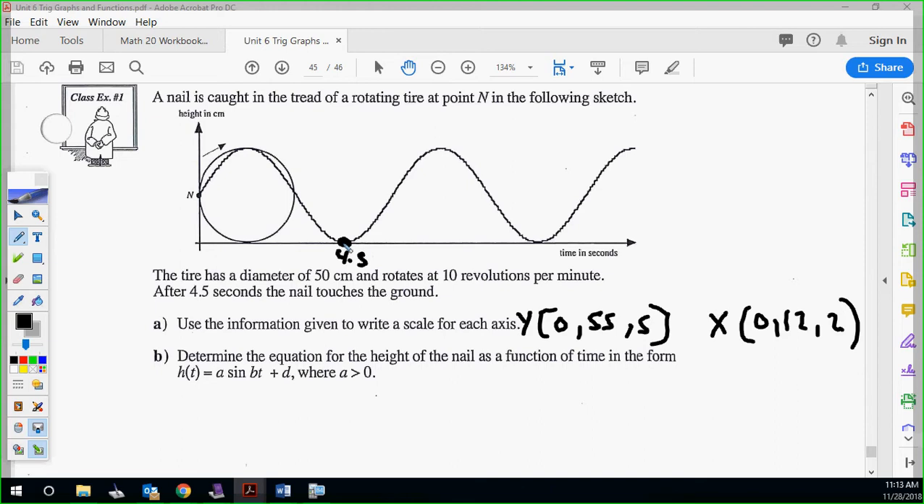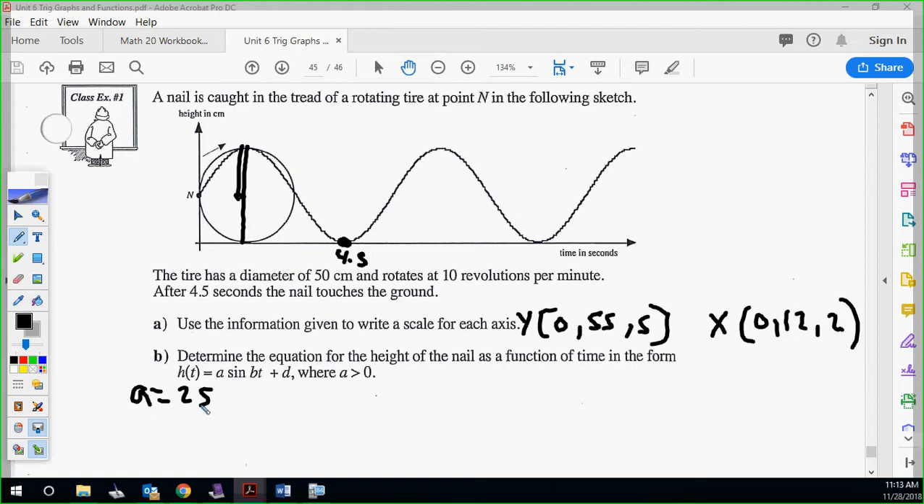So determine the equation. Let's just start simply. What is A? What's the amplitude? 25. Good. The reason it's 25, if you don't know, is this whole thing's 50. That's the diameter of the tire. So 50 divided by 2, that's the amplitude of this curve. So your amplitude is 25.